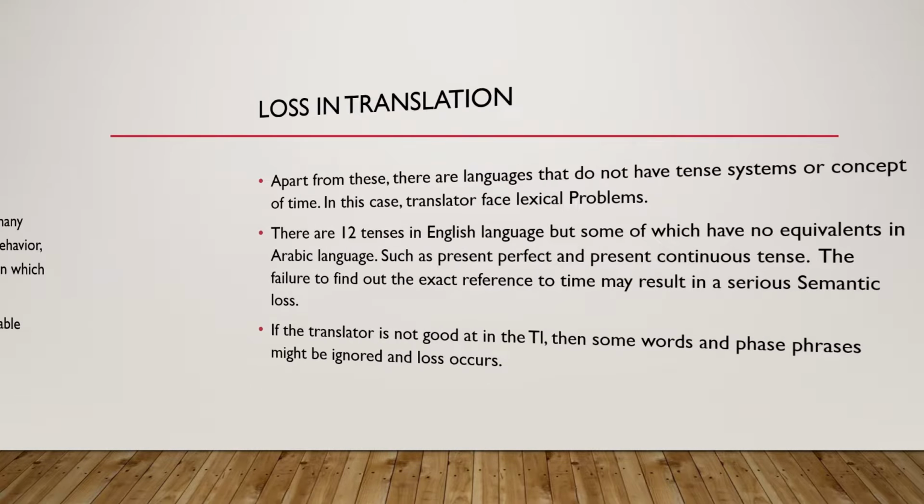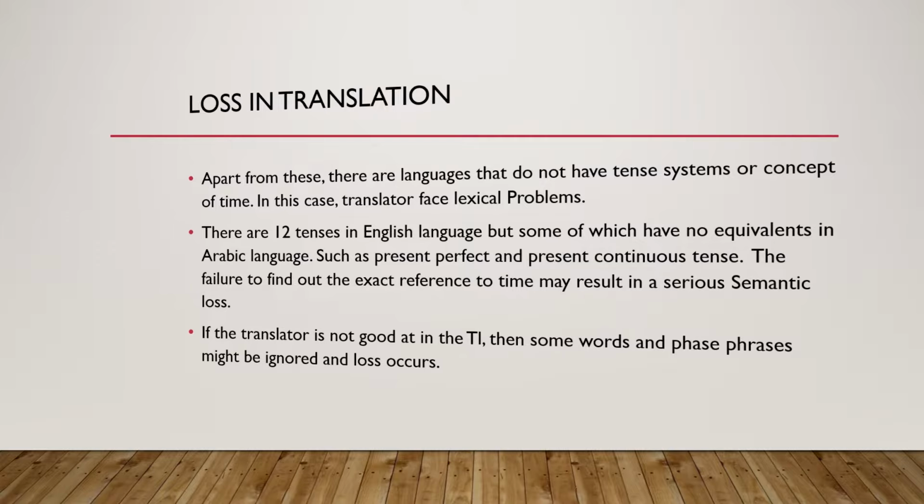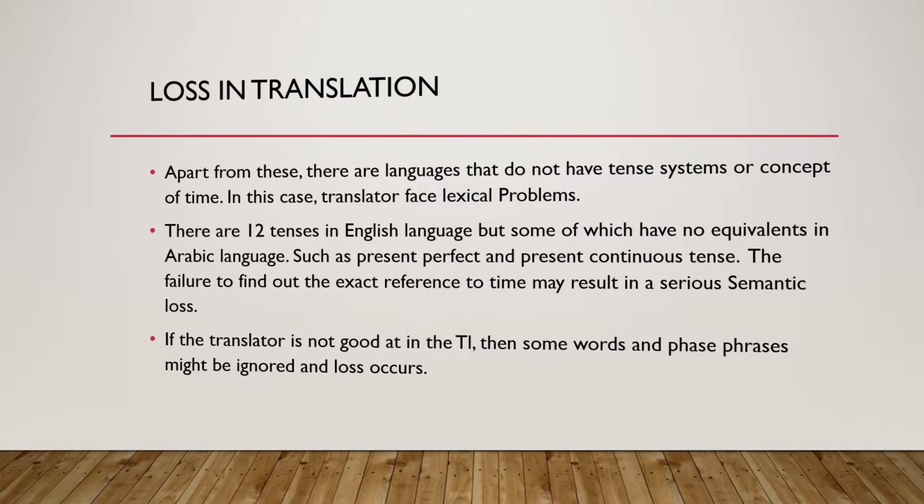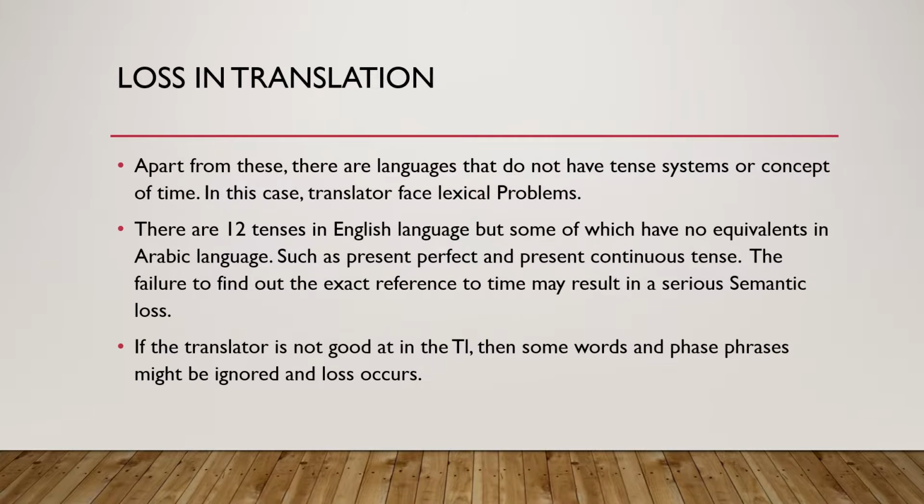Apart from these, there are languages that do not have tense systems or a concept of time. In this case, the translator faces lexical problems. There are 12 tenses in the English language, but some of them have no equivalence in Arabic, such as present perfect and present continuous tense. The failure to find the exact reference to time may result in a serious semantic loss. If the translator is not good in the TL, then some words and phrases might be ignored and loss occurs.